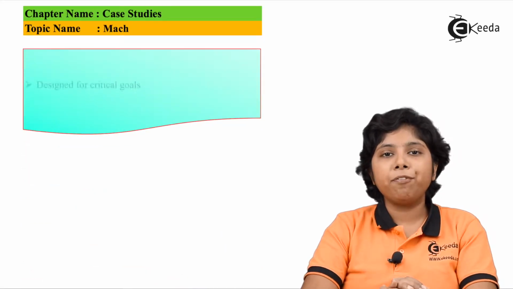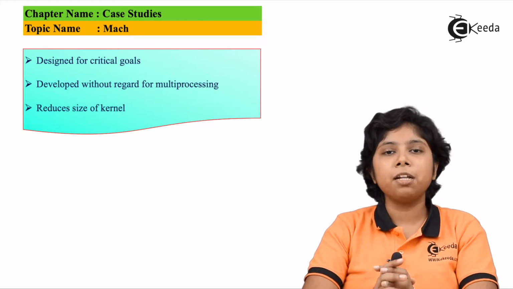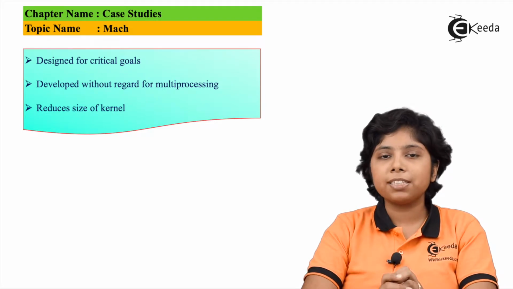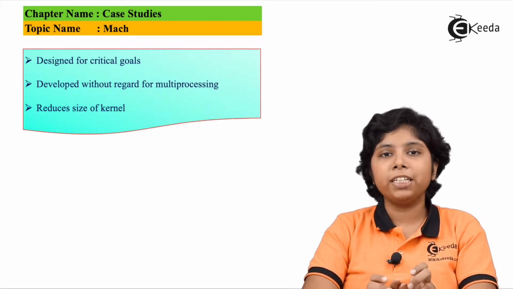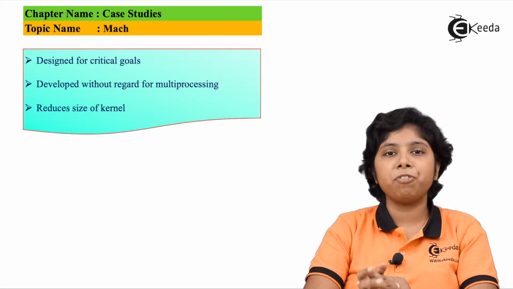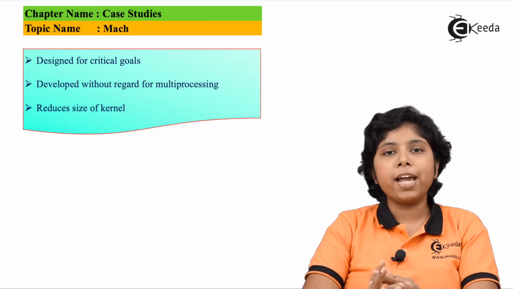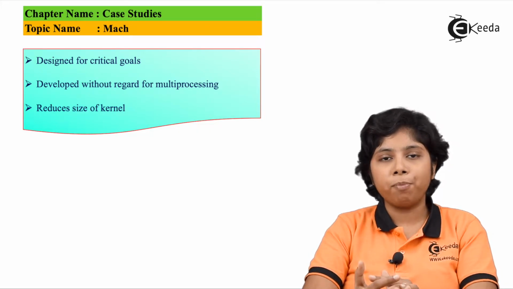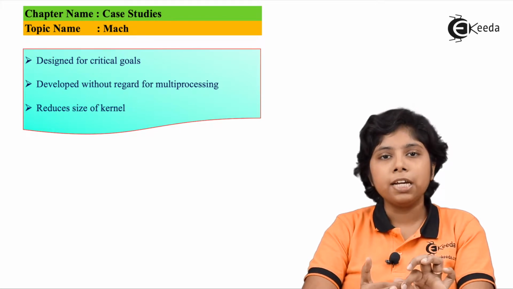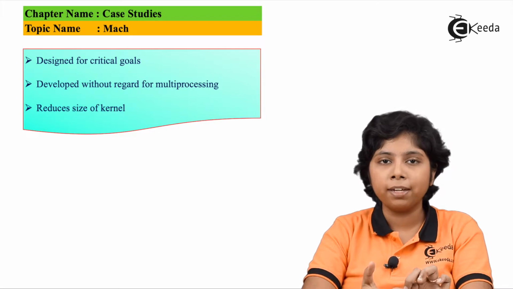Mach was derived from the ancestry of the Accent operating system by Carnegie Mellon University, or CMU. The Accent operating system was the foremost idea behind Mach, but Mach has many development features developed from scratch. The three key ideas behind the formation of Mach were: first, to emulate a 4.3 BSD kernel so that Unix executable files can run on Mach.